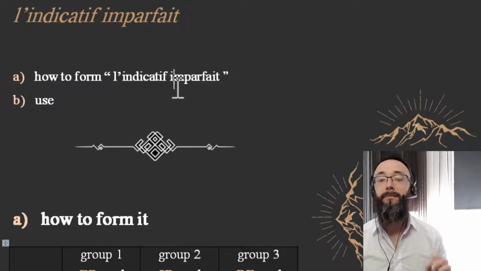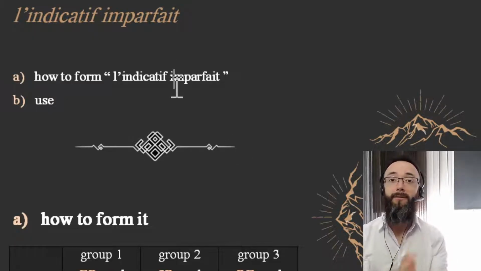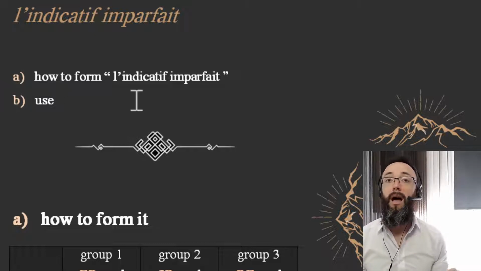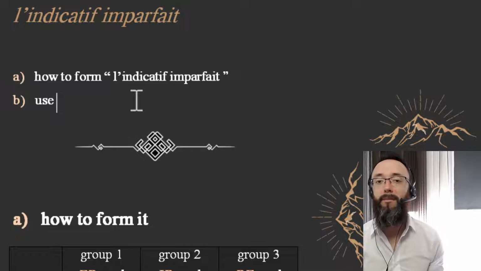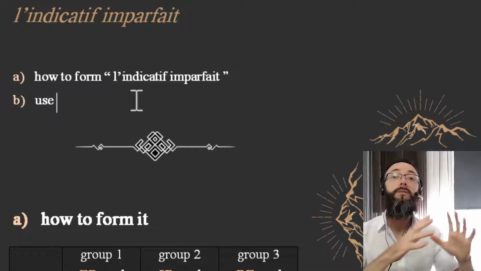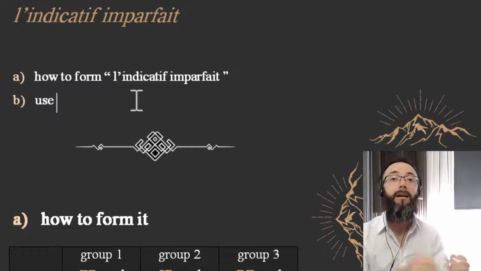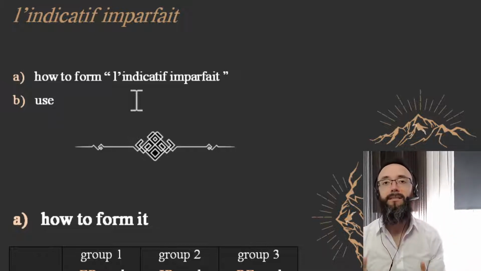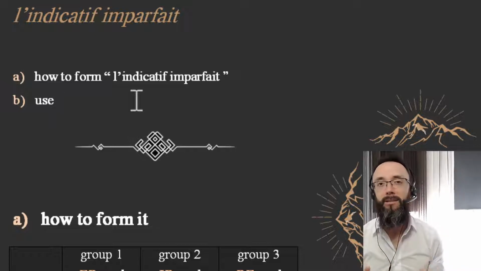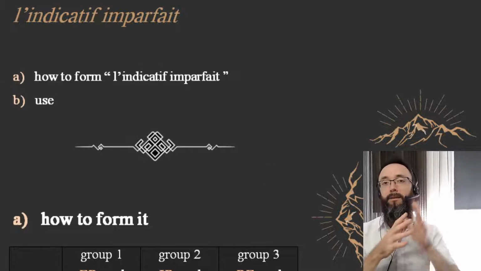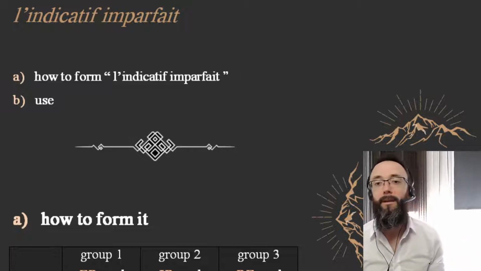We're going to cover two things in this lesson. Part 1, how to form that tense. Part 2, or B, how to use it. Okay, previous lesson was the indicatif passé composé, and it's very important that you have a look at this lesson and this one, because those two tenses have a tendency to enter in conflict for many learners of the French language. So it's very important to divide the passé composé from the imparfait.